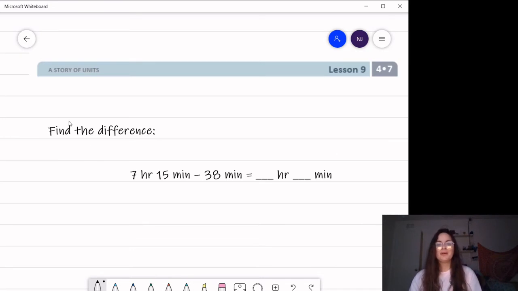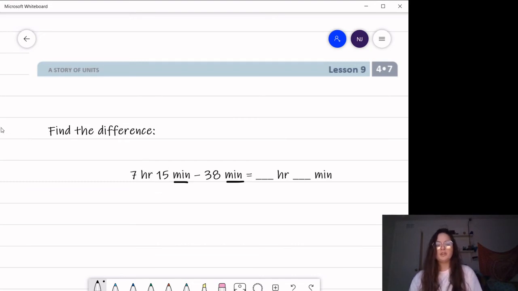All right, so here we're going to be finding the difference. Difference means the answer to a subtraction problem. So here we are subtracting 38 minutes from 7 hours, 15 minutes. So looking at my units, I've got minutes on both sides of the subtraction sign, and then I only have hours on the left.